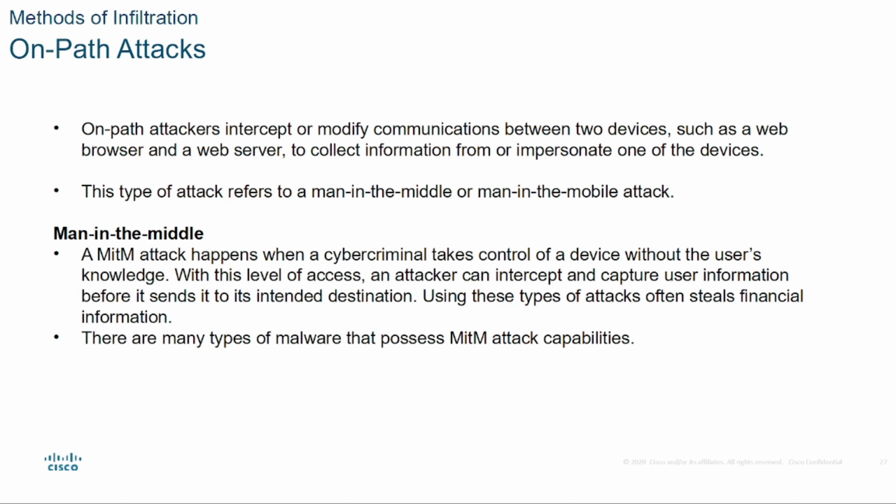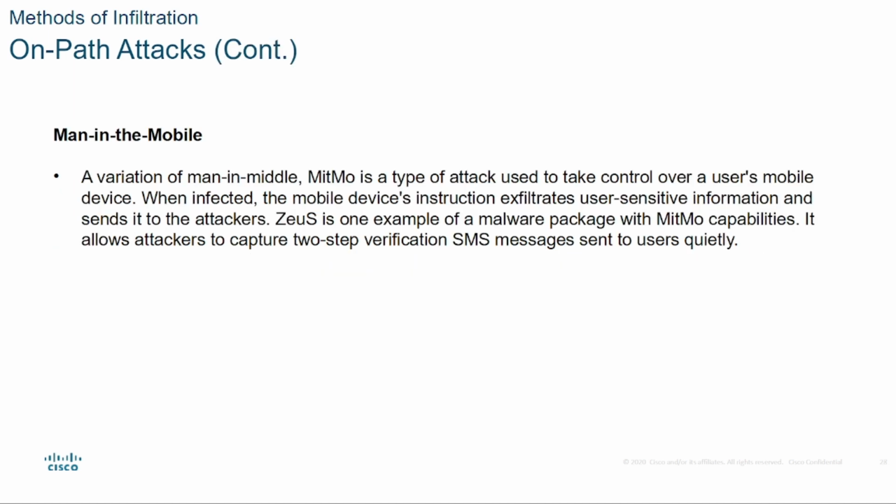So a man in the middle or MITM attack happens when a cyber criminal takes control of a device without the user's knowledge. With this level of access, an attacker can intercept and capture user information before it is sent to its intended destination. So this type of attack often steals financial information. There are many types of malware that possess man in the middle attack capability.